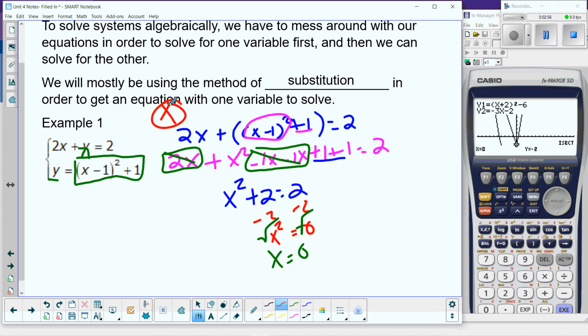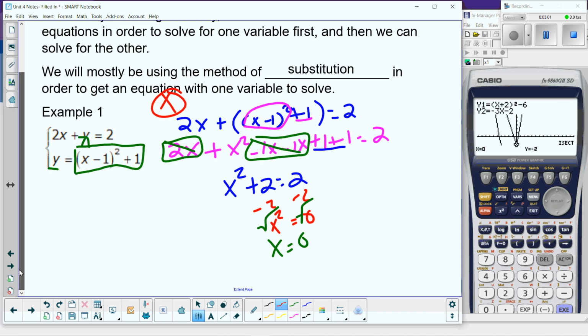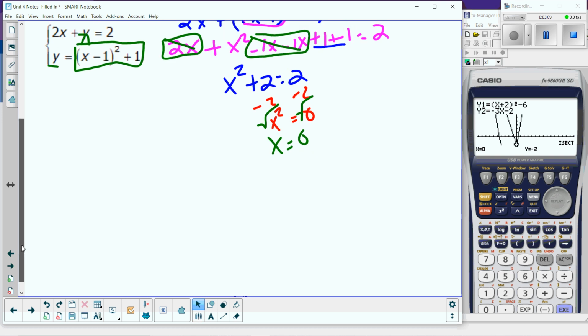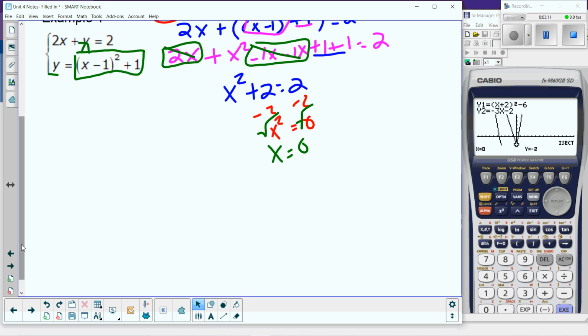So now we have to solve for y. And you're going to pick one of your equations. I'm going to pick equation 2 because it already has y isolated. So this is the step where I solve for y. I'm going to take y equals, wherever I see an x in that equation, I'm going to replace it with 0.